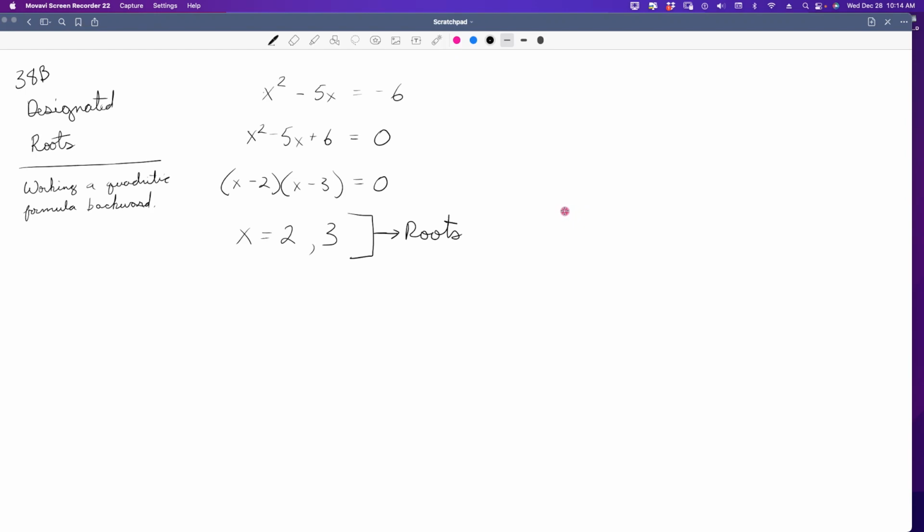Welcome back. We're in 38B, designated roots. What does designated roots mean? Well, first we have to understand what a root is and why and how we can get there.